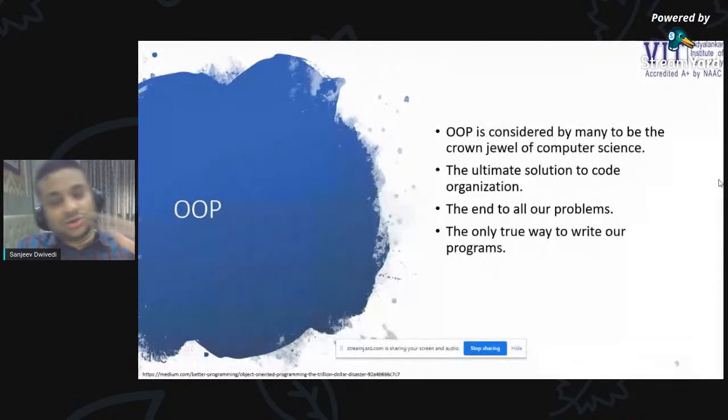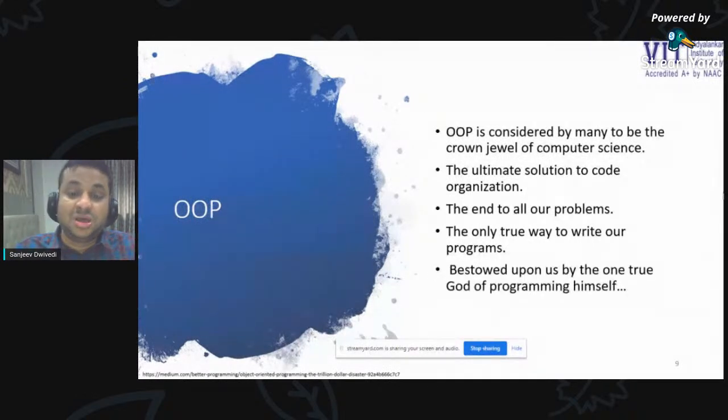But people actually have started believing that there will be no alternative to OOP over the period of time. In fact, for the last two decades, this is what people have experienced. So people started believing that OOP is something bestowed upon us by the Almighty Himself. So this is what people have started saying about OOP.